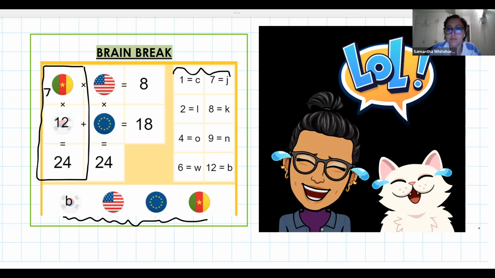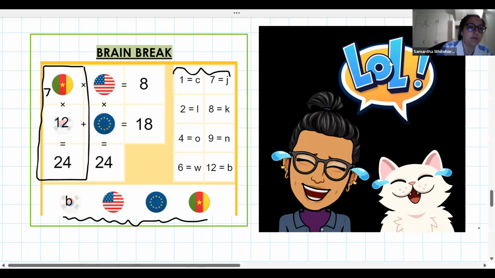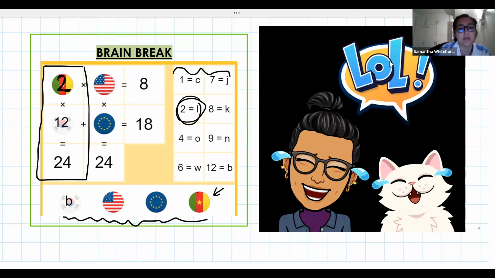Right, guys. So if we have a look, I gave you a hint. Those people who are not getting it, you're not listening to the instructions, but I'm about to explain it. So listen. I told you to start with this first column. We've got something times 12 equals 24, which means this flag with the star on it is 2. So down here, I can fill in whatever letter 2 is, which is an L. Now, because I know 2, I can work out America's flag because 2 times 4 gives me 8. So America is 4, which is O.